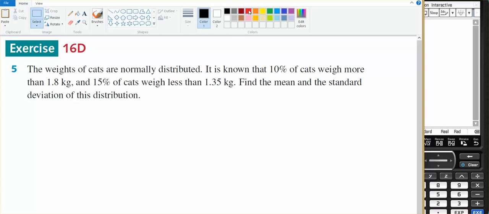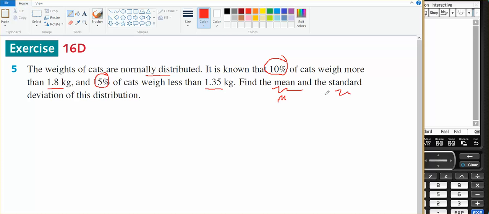This is for Year 11 Methods, Year 12 Methods. It comes out of 16D, question number 5. The weights of cats are normally distributed. So I've got the normal distribution. And it's known that 10% of cats weigh more than 1.8 and 15% weigh less than 1.35. What is the mean and what is the standard deviation?